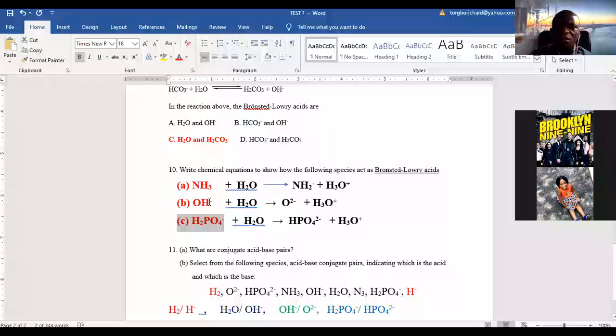In the second one, let OH minus donate the proton. Water will become hydronium ion. And then you'll be left with O2 minus, oxide. That's all.